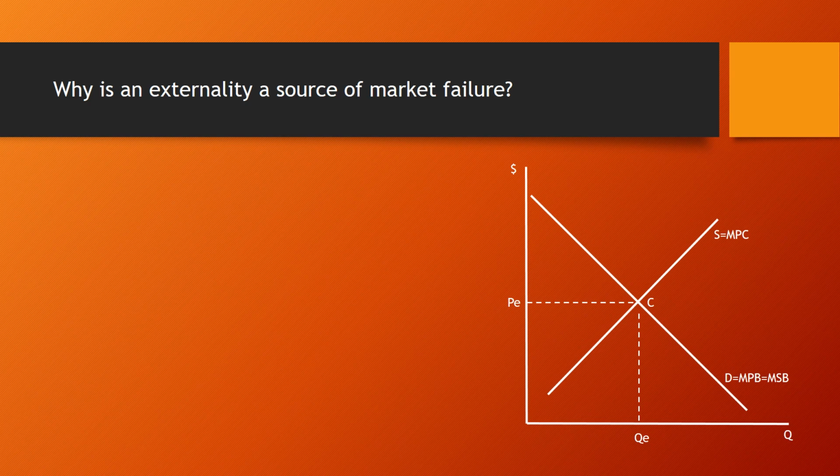The market allocation is shown as PE, QE. And of course, this is determined by the intersection of demand and supply. Will the quantity determined by the market, which is QE, be efficient or optimal? The answer is no if there is a negative externality present. A negative externality means there is a marginal external cost that we must now add to the diagram.